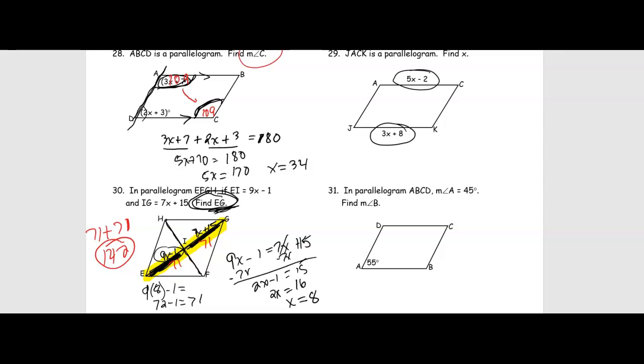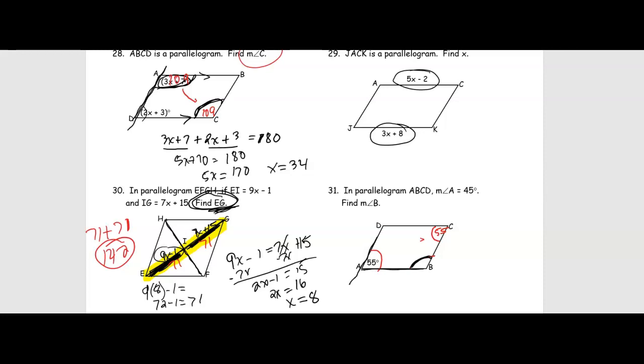Last but not least, in a parallelogram, angle A is 45 degrees, so that's this. Find the measure of angle B. So in a parallelogram, opposite angles are congruent, so this angle would be 55 if we were looking for that angle, but those are opposite angles. What we are looking for is this angle and then this angle. So what these are, consecutive angles is what we would call them.